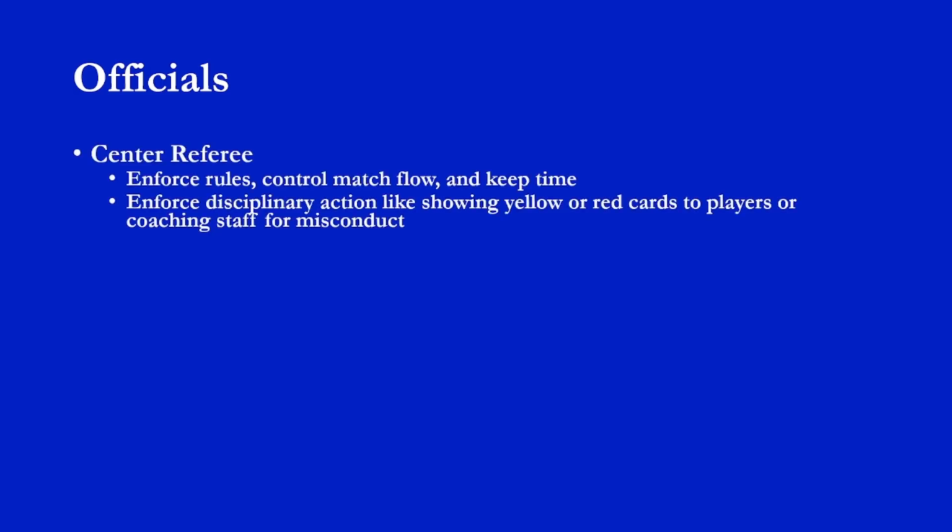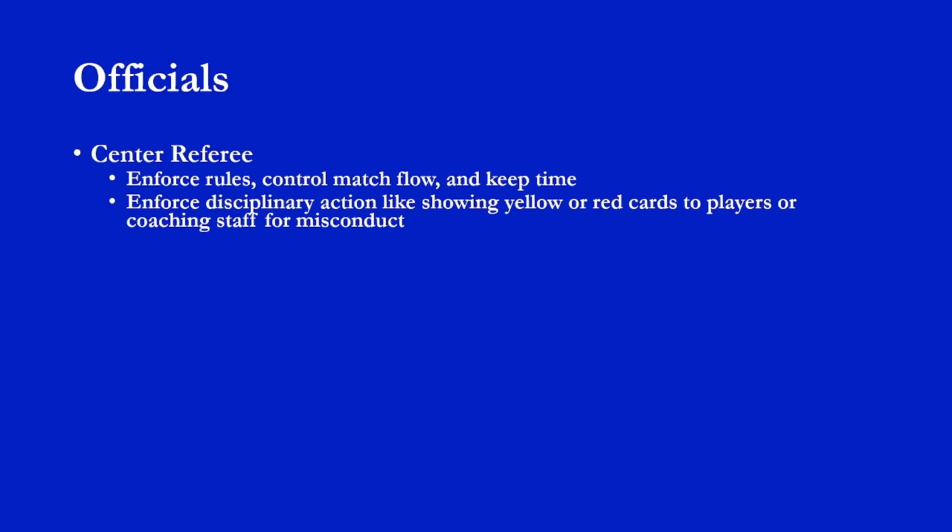Lastly, I'd like to talk about the responsibilities of each of the 4 officials. The center referee has the final say in a lot of things. They enforce rules, control the flow of the match, and they keep the time of the match as well. Referees wear a watch and will start it at the start of play, and they'll be the ones to call for a half to end.